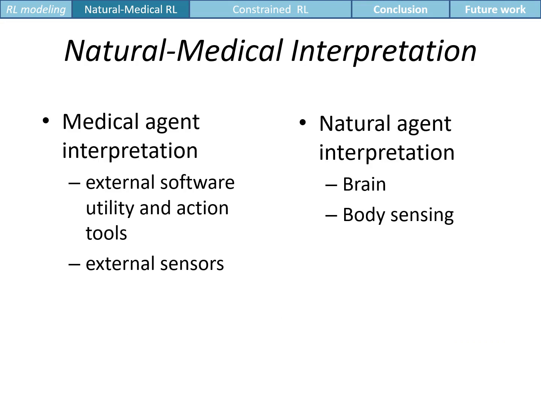So the medical agent interpretation can be based on external software utility and action tools, and the sensors can be like a video camera or sensors attached to the body, etc. While for the natural agent, the sensors are the real body sensors, and the computation and decision are performed by the brain.